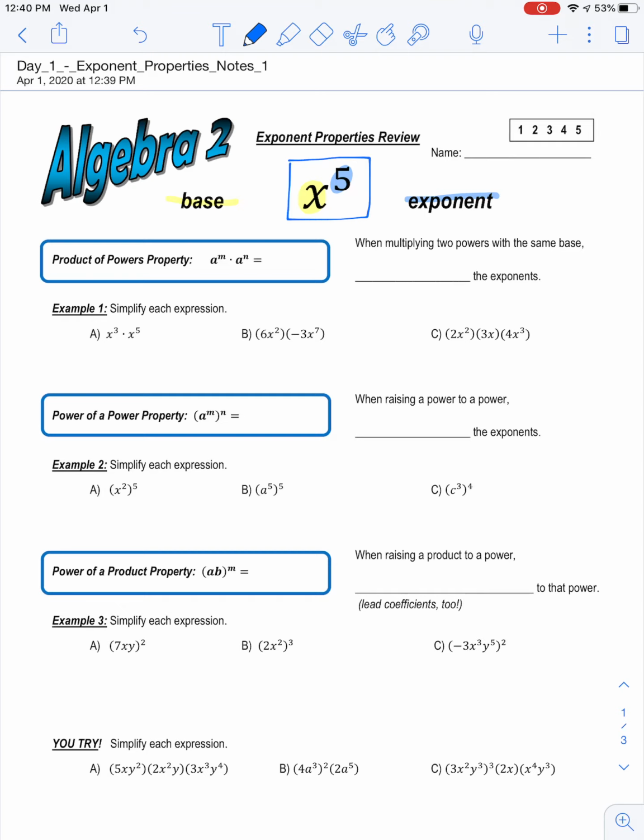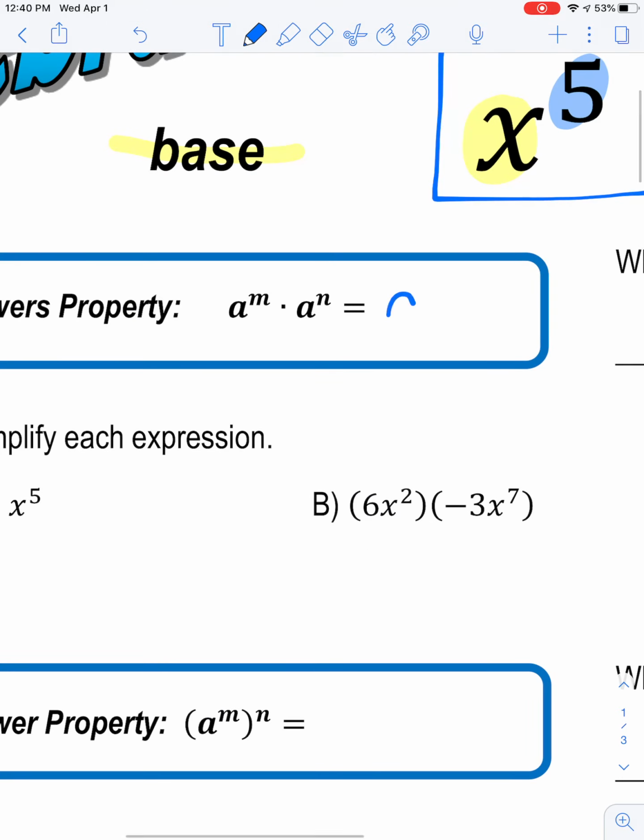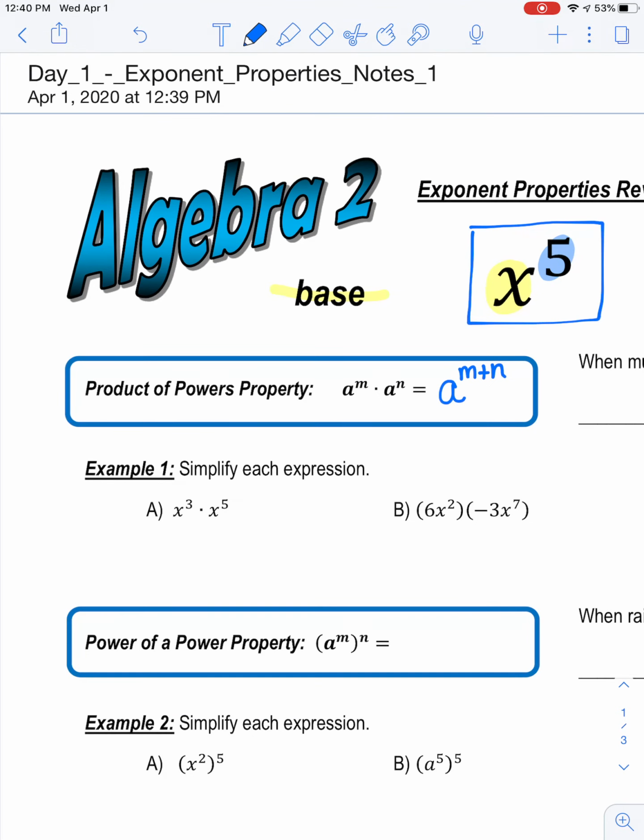This means we would have a base a raised to some exponent, in this case m, and if we multiply it by another power with the same base a but a different exponent, the rule is that we keep that same base but we add the exponents. All right, so once again, this is called product because there's a multiplication symbol there, of powers because we have two powers multiplied together.